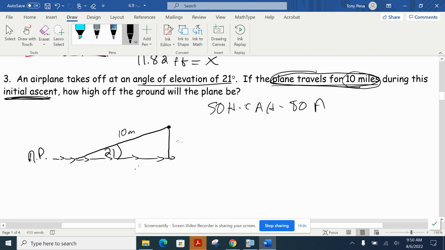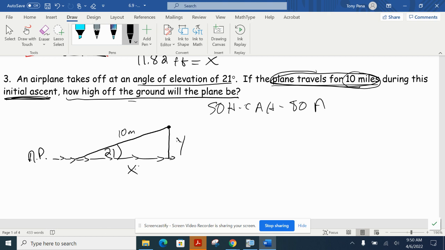All right, before we get too far down the path of solving it, if they're not quite correct, let's try this again. I'm going to call this x. I'm going to call that y. Those are the two sides that we are missing. The question is asking how high off the ground will the plane be.